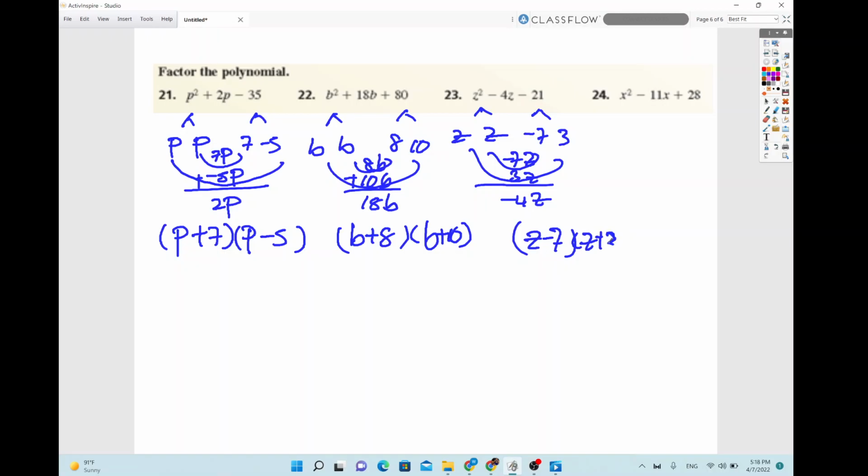As you can see, this kind of technique is efficient and also very effective. And then the last one here, number 24. Again, break apart the first and the last term, so that we get the nose and the chin. So this one, x squared, x and x. For 28, let's try two negative numbers, because the number in the middle is negative. So negative 4 and negative 7. So we got negative 4x and negative 7x. That'd be negative 11x, again the same as what we have here in the middle. So x minus 4 and x minus 7.